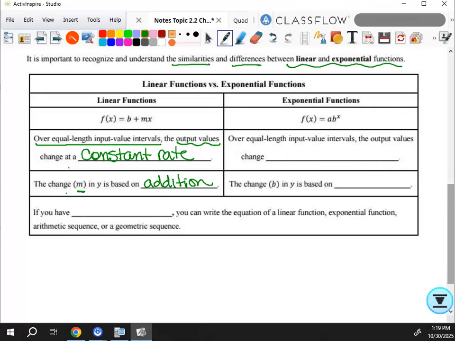For exponential functions, over equal length input value intervals, the output values don't change at a constant rate. How do they change? By a ratio, yes. So proportionally is what we would say, but yes, absolutely, proportionally.